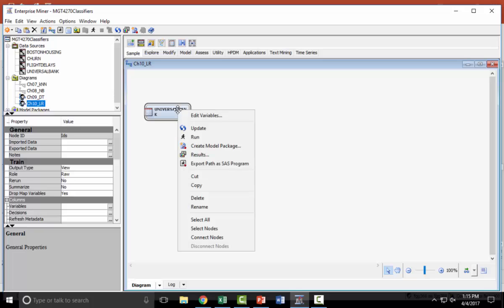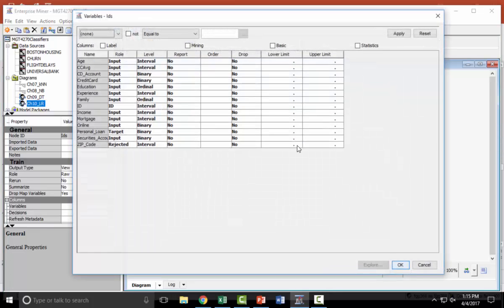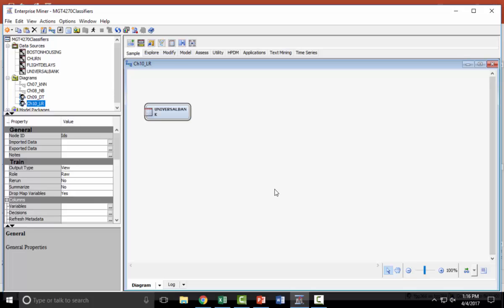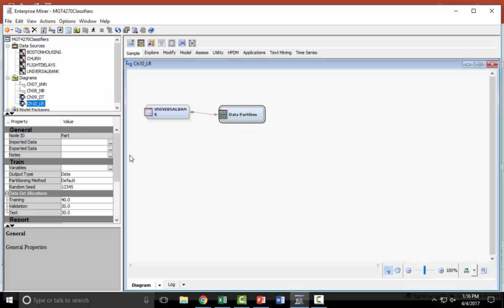Okay. Now let's look at the variables and make sure that they're all set properly. So age, CC average, CD account is binary, credit card is binary, education is ordinal, experience, family is ordinal, okay. Income, mortgage, online is binary, personal loan is binary, okay. Securities account, zip code is rejected. So that's good. And we're going to partition the data 60-40.